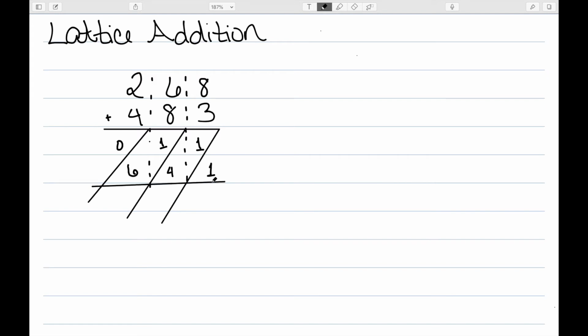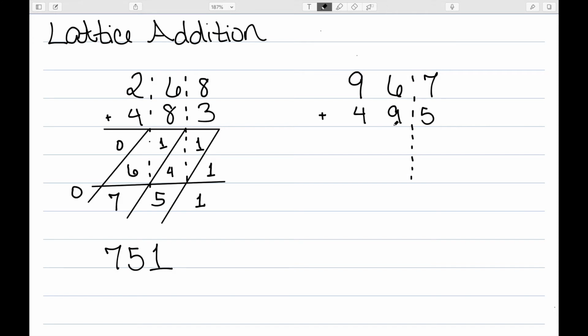We then add along the diagonals. This is 1. 4 plus 1 is 5. 6 plus 1 is 7. And here I just have a 0. So my solution would be 751. Let's do another one of these. 967 plus 495.